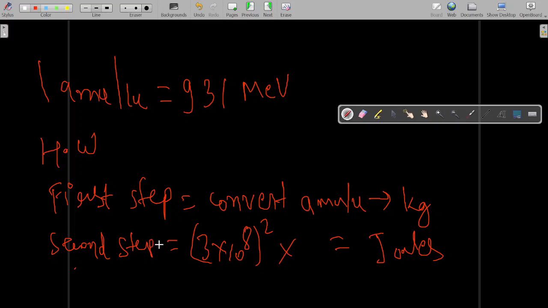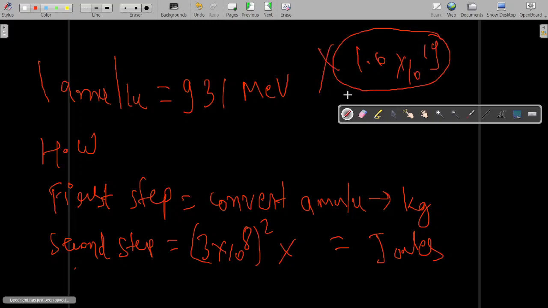In order to convert joules to electron volt, you have to divide by 1.6 into 10 to the power minus 19. Okay, no, you will not divide, actually you will multiply by 1.6 into 10 to the power 19. In order to convert joule to electron volt, you will multiply the value obtained in joule by this, and you will get the value in electron volt.